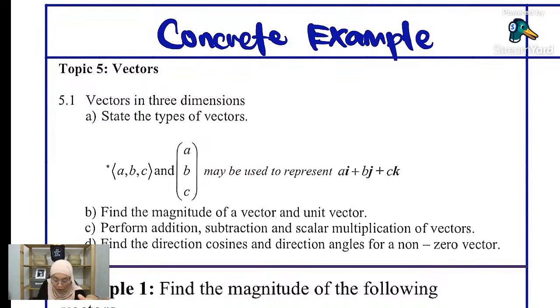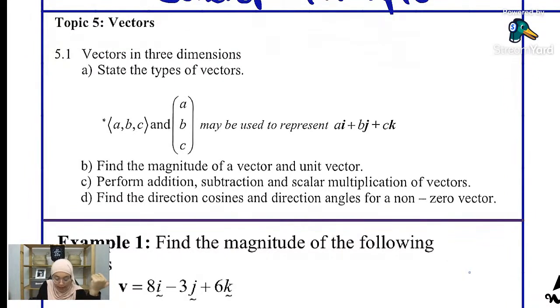The first goal is to state the types of vectors. There are so many types of vectors. I will show you later. The next goal is finding the magnitude of the vector and the unit vector. I'll tell you later also. The third one is to perform addition, subtraction, and scalar multiplication of vectors. And the last one is finding the direction cosines, direction angles, and non-zero vectors. This is new to you, but these goals are the same from your SPM level dahulu, so it's not that hard in the beginning.